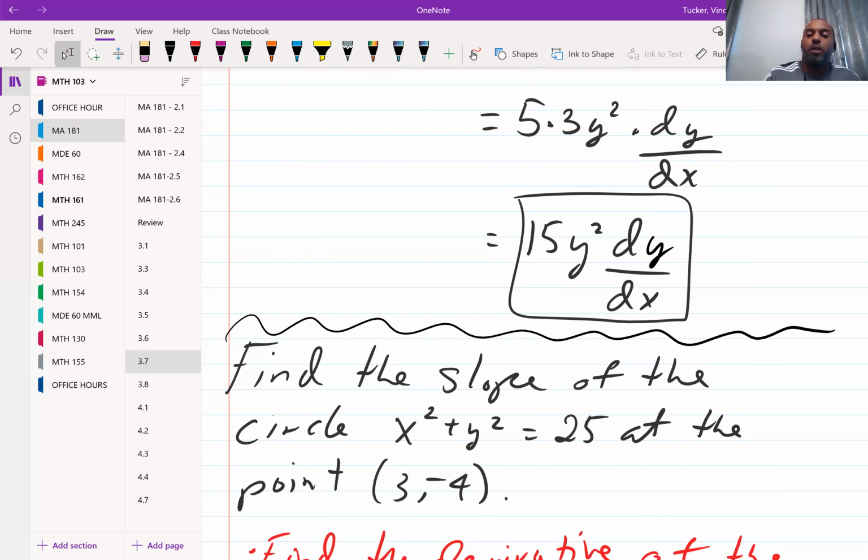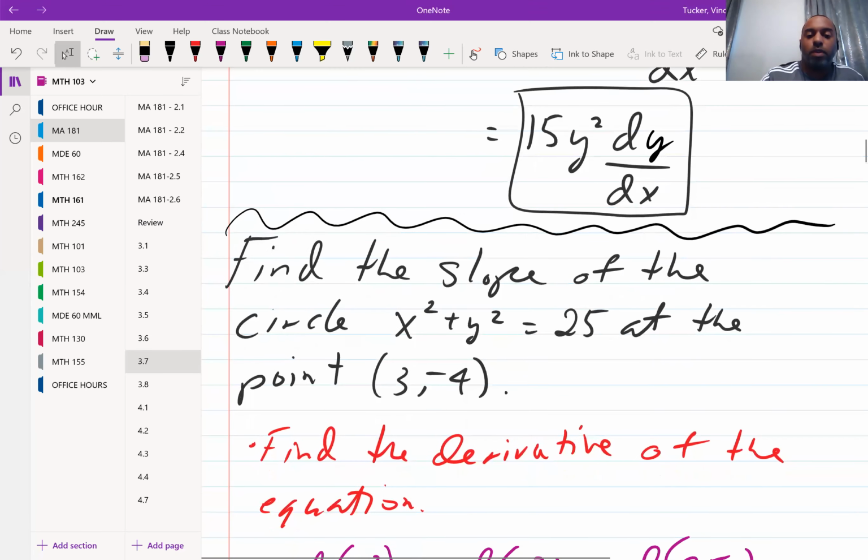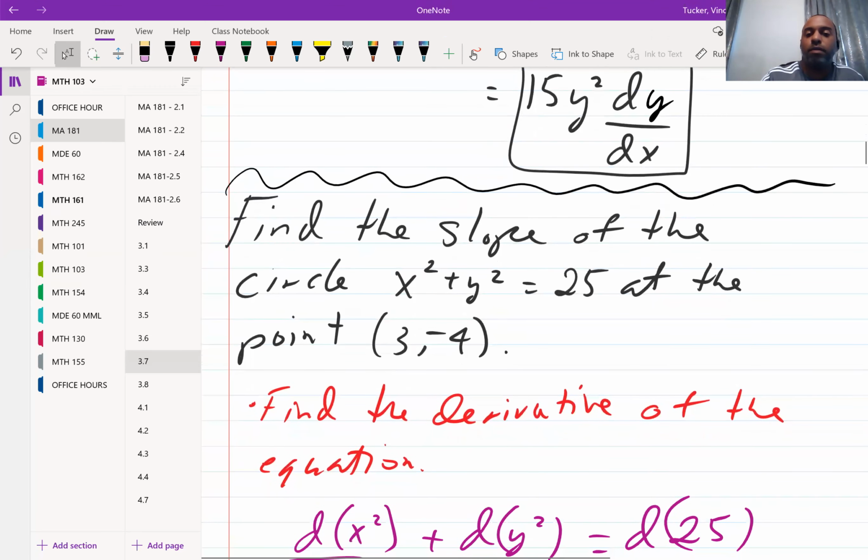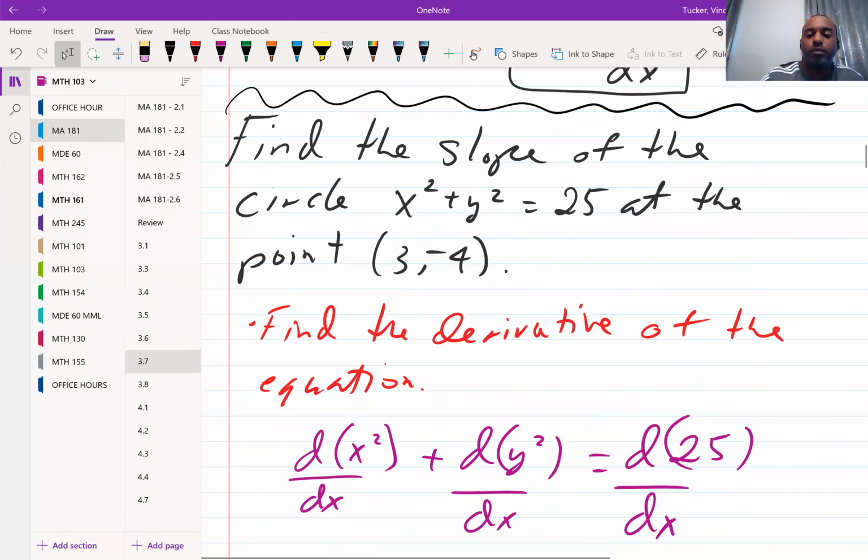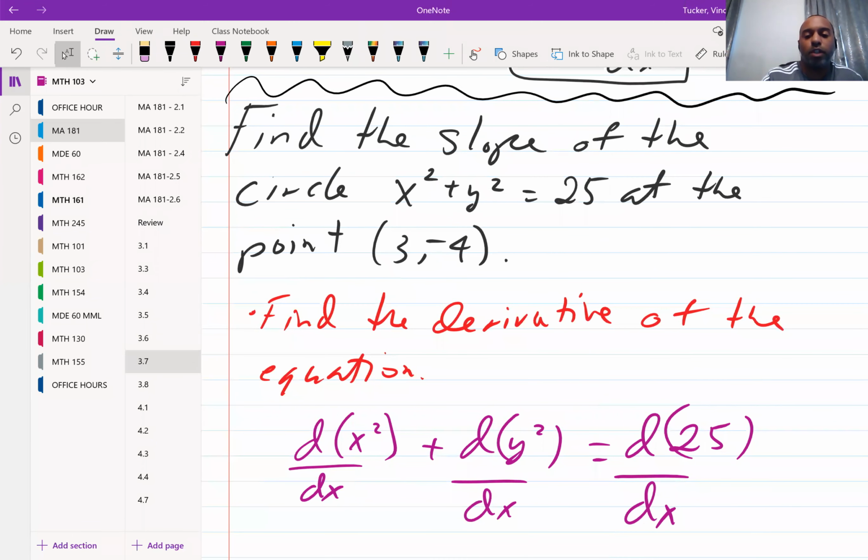All right. So first you want to find the derivative of the equation. So we take the derivative of each piece with respect to x.